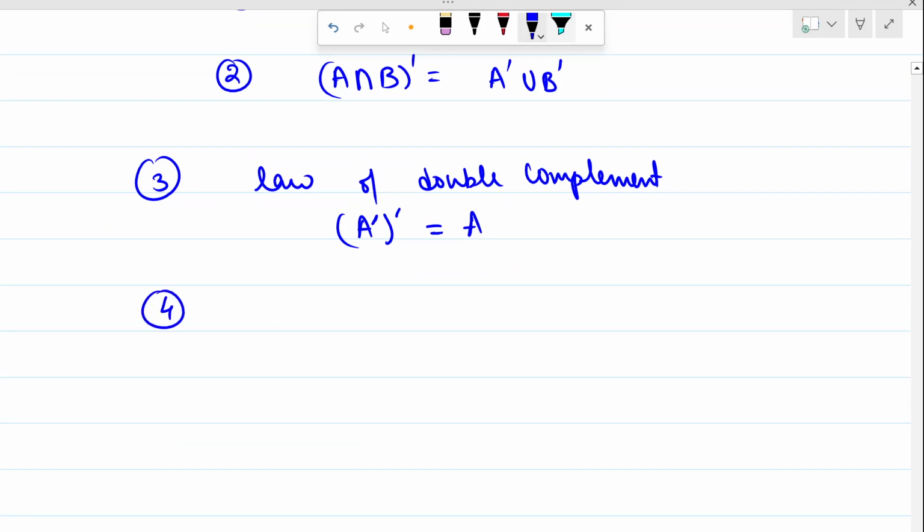Fourth, we have law of empty set, which states that the complement of the null set is the universal set.